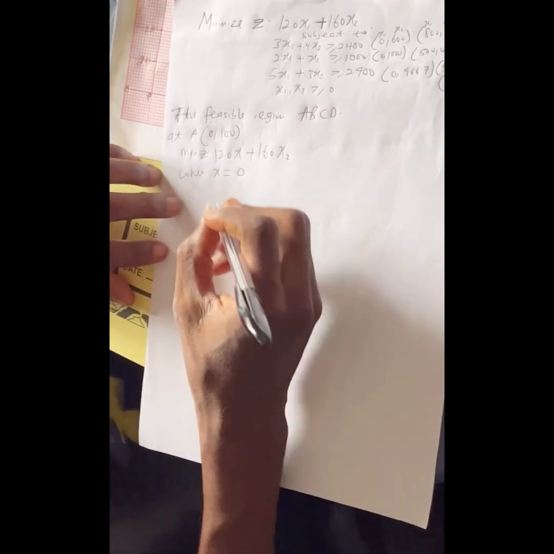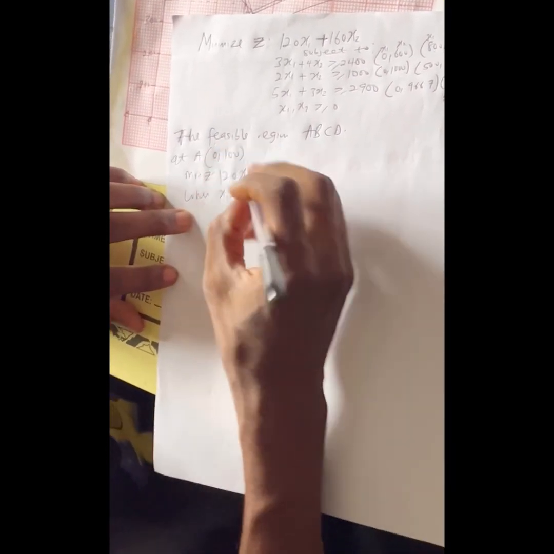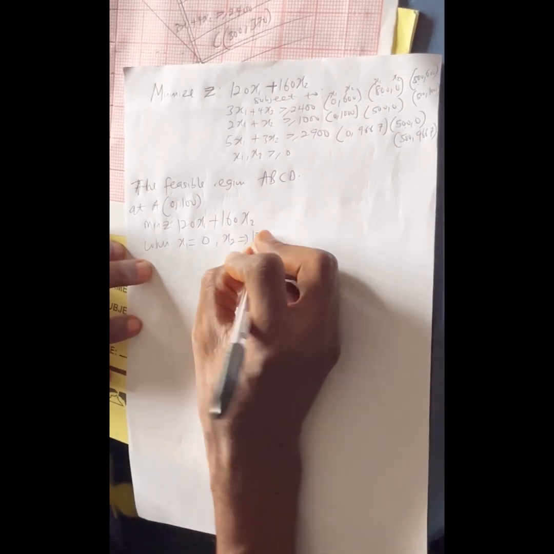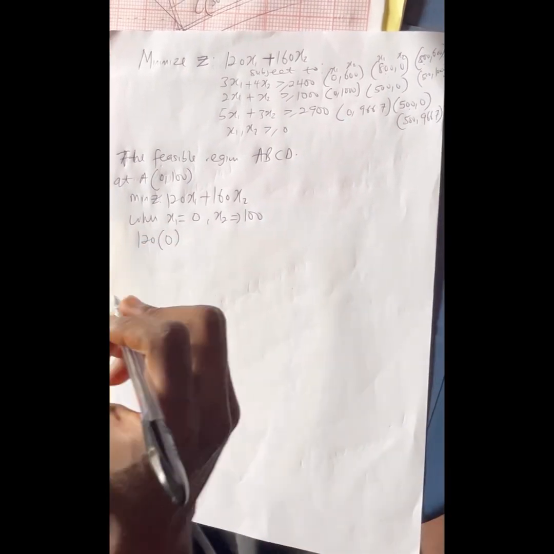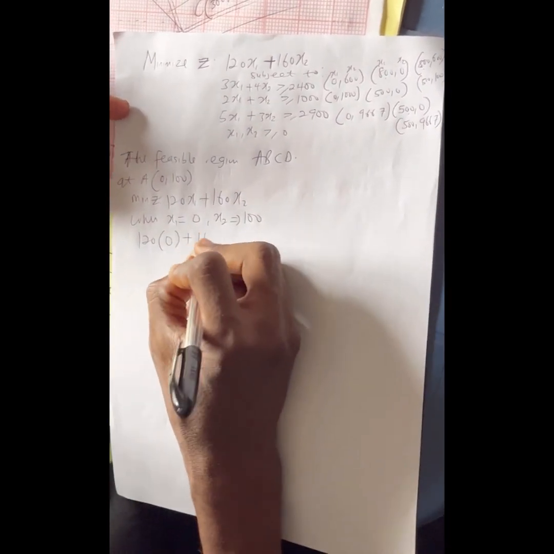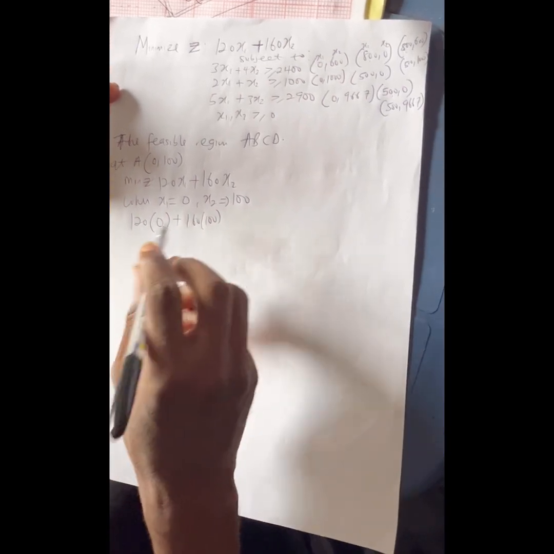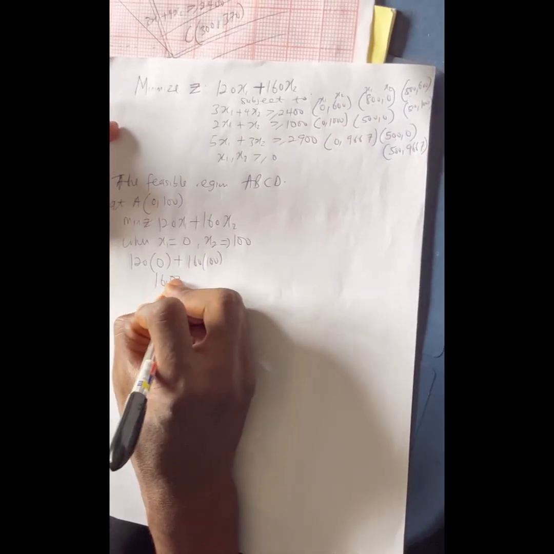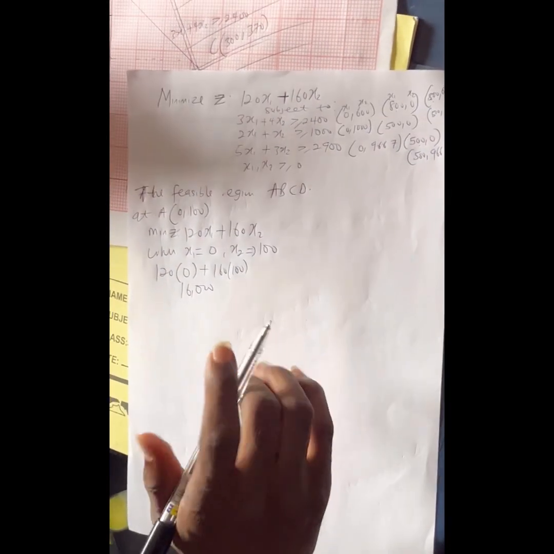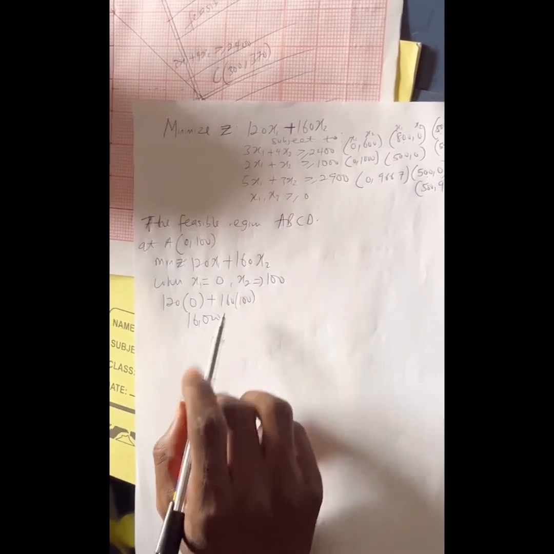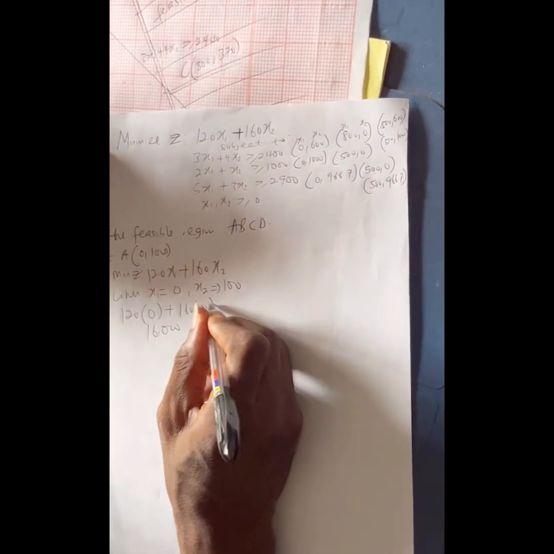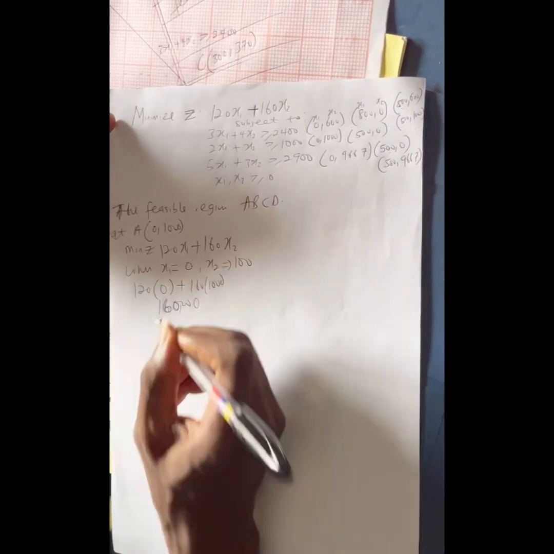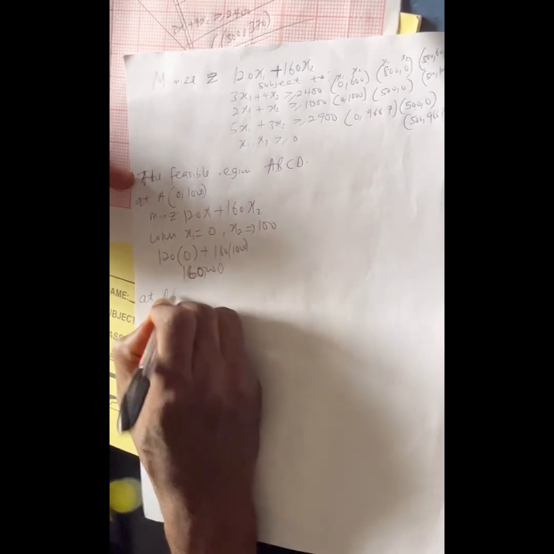When my S1 is 0, my S2 is 100. So I'm going to have 120 times 0, plus 160 times 100. If I multiply 120 by 0, I'm going to have 0. 160 times 100, I'm going to have 16,000. So I'm going to have 160,000 at A.